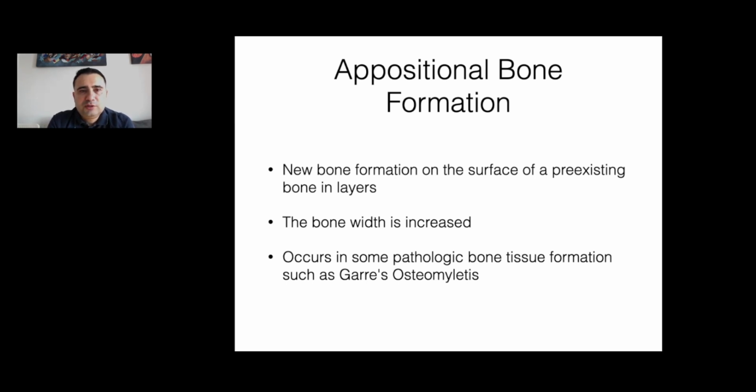Appositional bone formation is new bone formation on the surface of pre-existing bone layers. This is a very rare type of bone formation, and it occurs in some bone pathologies such as Garre's osteomyelitis. So here we have a bony surface already, bone established, and the new bone is formed as layers on this pre-existing bone tissue. This is called appositional bone formation. This is not a physiological type of bone formation. It is rather a pathological type of bone formation.